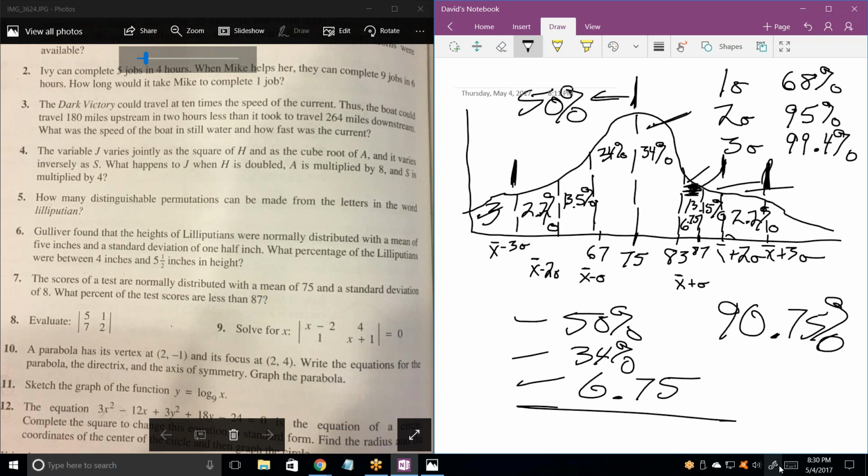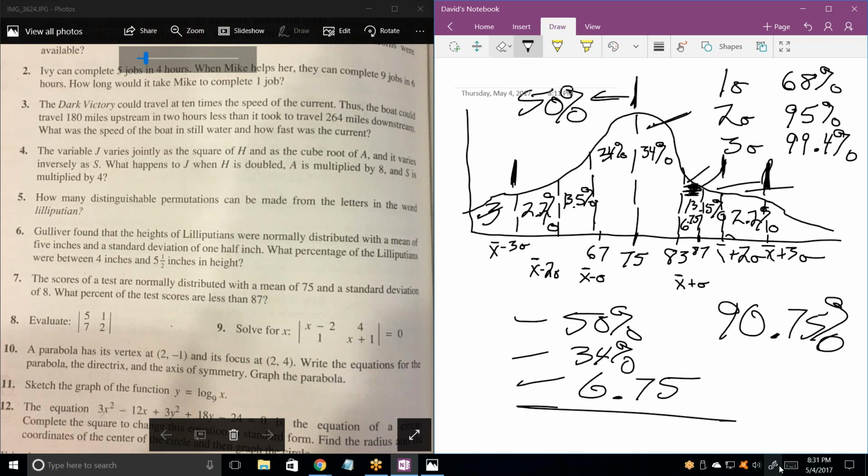I have a question. At this 83 we have right here, right in front of the 75, why is there an 87 next to it? Because that's not adding 8. It's half of a standard deviation. It's 4. It's half. So I split that zone in half.